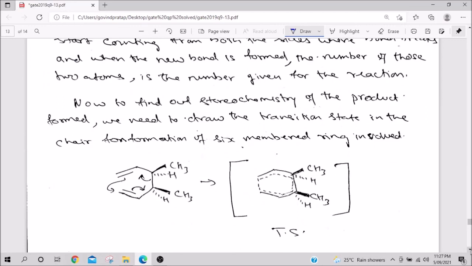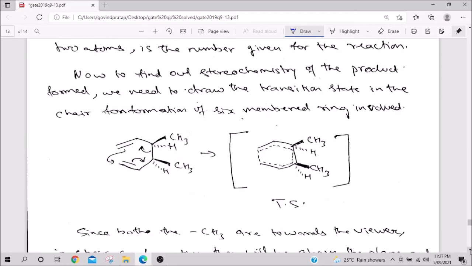Now, what they asked was stereochemistry. So, let us first understand this. This goes and attacks here. This is the transition state involved. This pi bond is moving. So, this pi bond I am making like that, like that, like that, spread around.